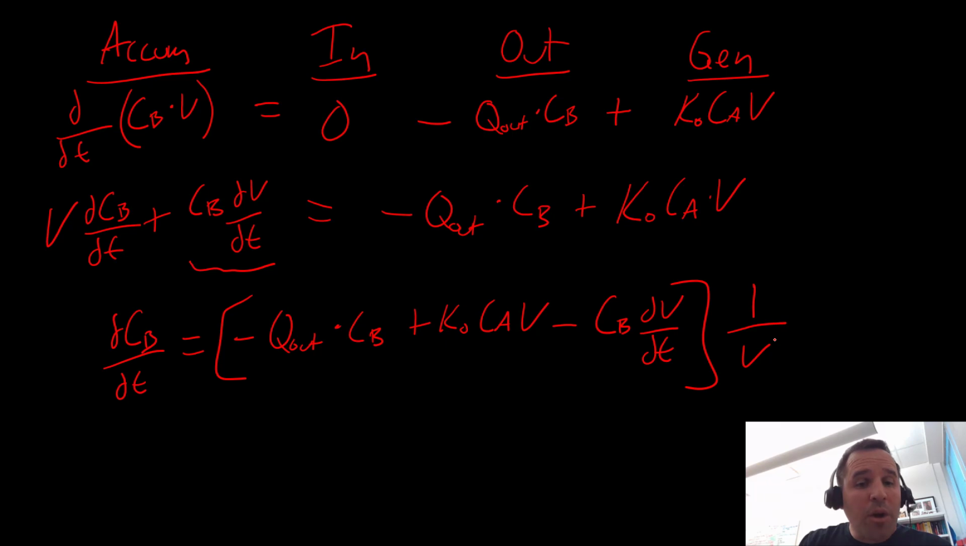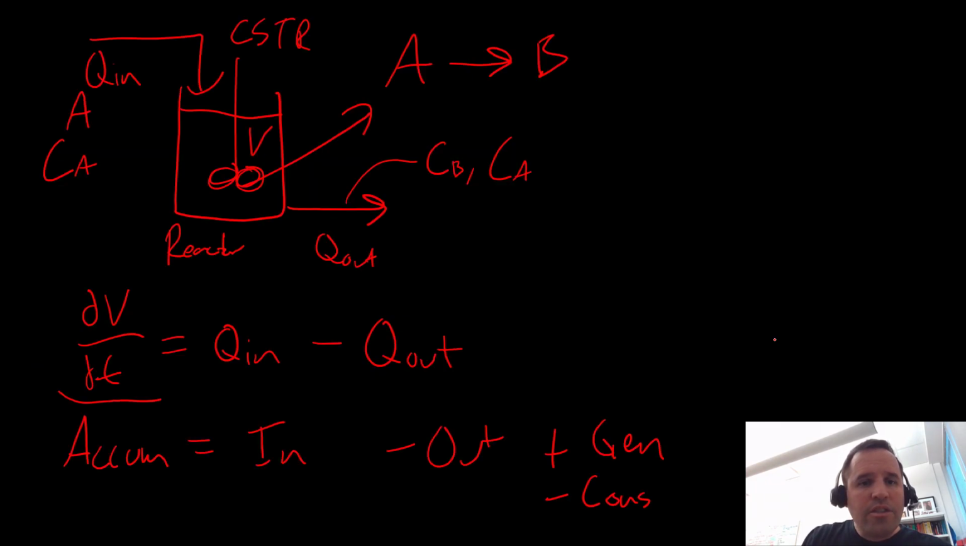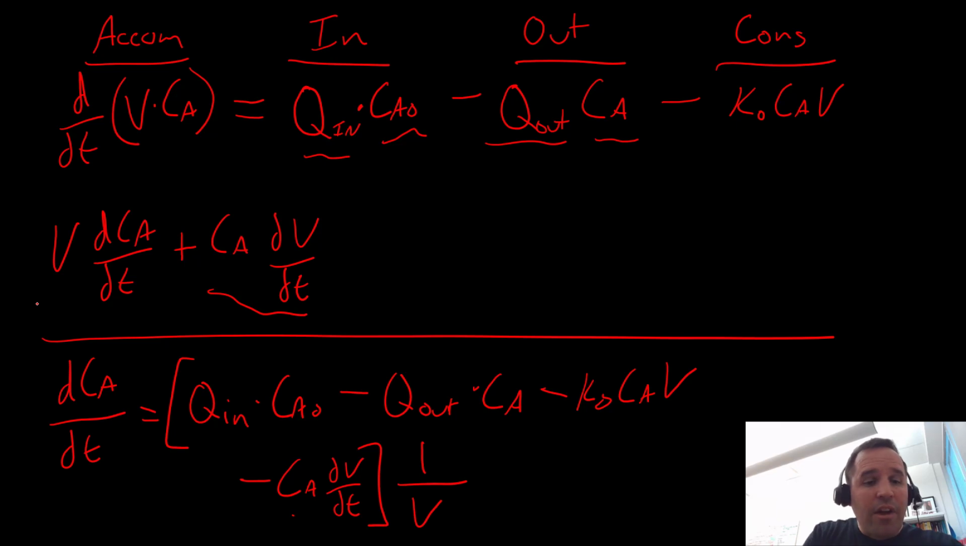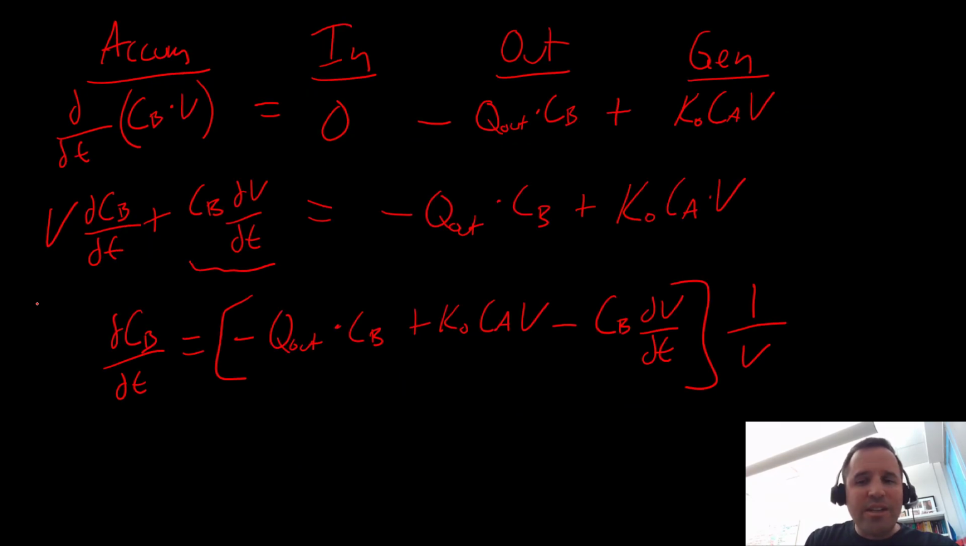Just to summarize really quickly, we now have our 3 differential equations. The first of those is here, dV dt equals Q in minus Q out. We then have our dCA dt equals everything here on the right-hand side. And then finally, we have our dCB dt here. So this is what we'll use in our simulation in the next video.